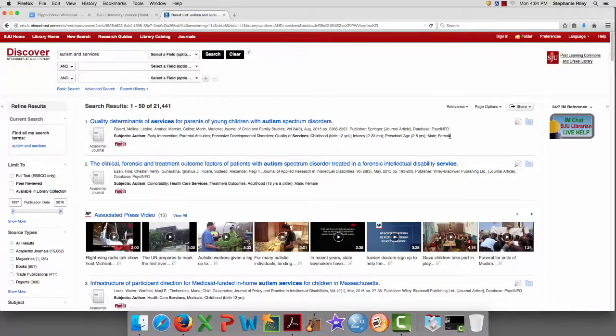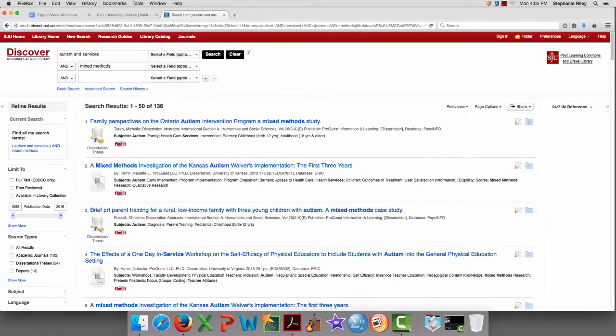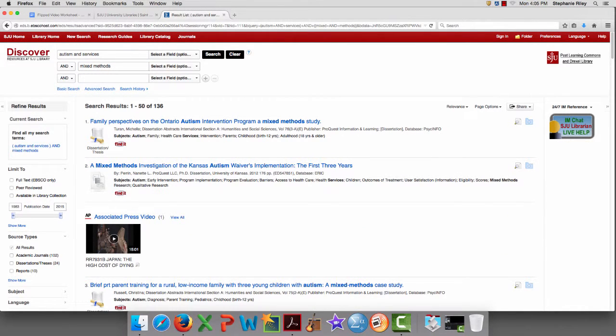To find articles that fit a specific research method, it can be as simple as adding an extra keyword in your search to your databases. If I search for autism and services, maybe I'm interested in a mixed method study. I can add the words mixed method. And my results are mixed method studies.